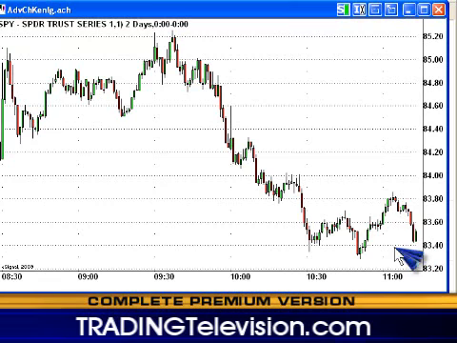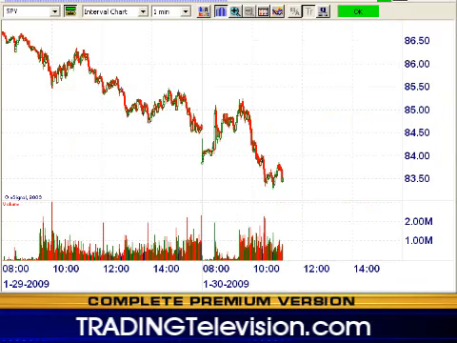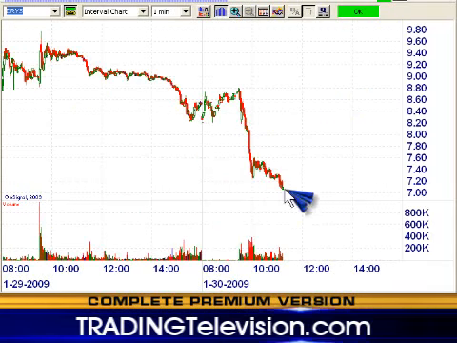Now would be the time at which I'd be looking for a possible bounce on volume. Confirmation to add to a winning position, or a better entry overall, would be if the Spiders were to take out new highs over the 84. Then, and only then, would I be looking for a possible entry long in DryShips, say over 7.3 or 7.5.